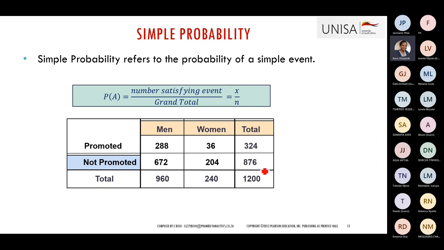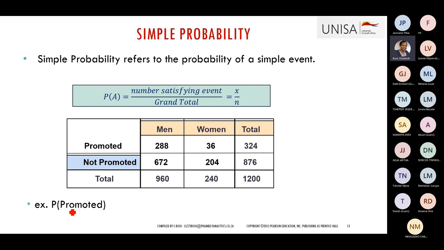And this company has a total number, which is our grand total, of 1,200 employees. The number of males, there are 960. The number of females, there are 240. Those who were promoted, there are 324. Those who were not promoted, there are 876. We call them simple events. Men, women, promoted, not promoted are what we call simple events.